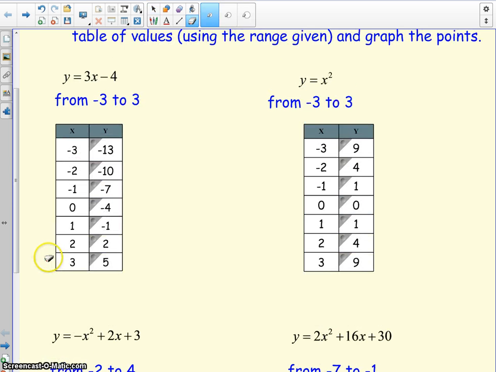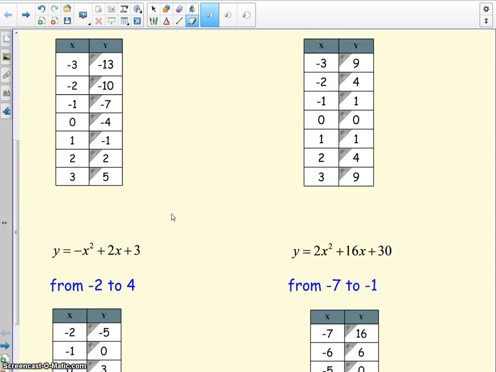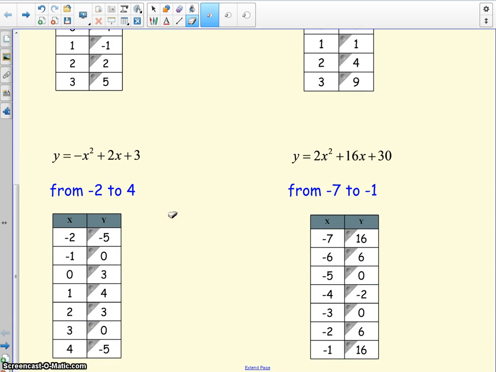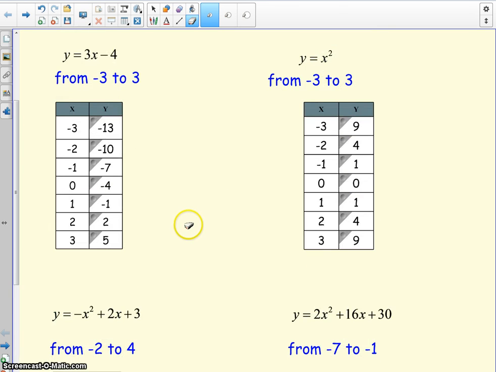Okay, so take a minute here and check your tables of values. So we've got these for y equals 3x minus 4 and y equals x squared. And then down here we've got y equals negative x squared plus 2x plus 3, and y equals 2x squared plus 16x plus 30. Now, you may have already plotted these points to get an idea what the shape looks like, and that's great. We're going to do that very, very soon. What I'd like you to do now, you may remember doing this in grade 9, is finding the first differences for each of these equations.